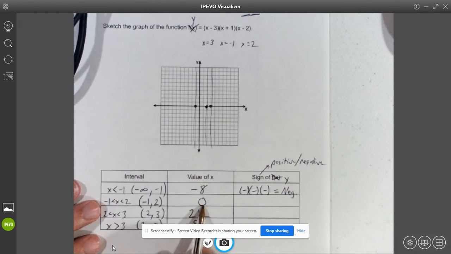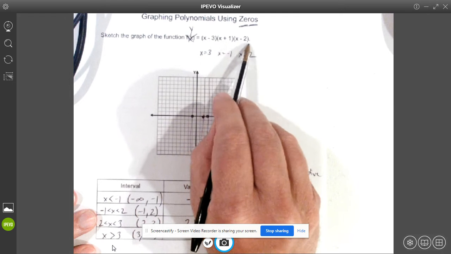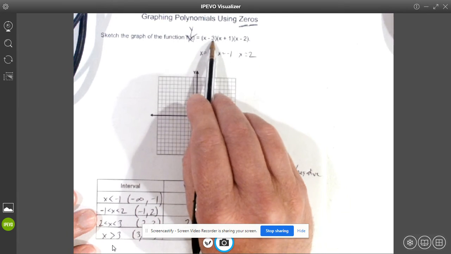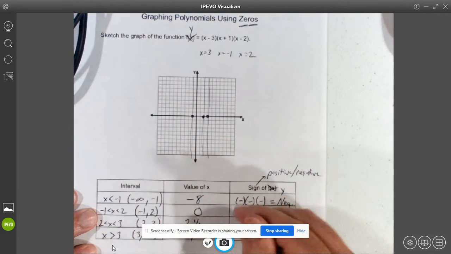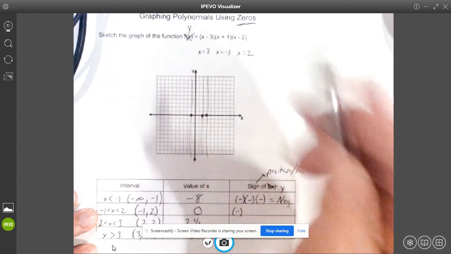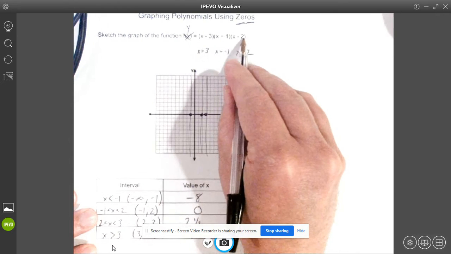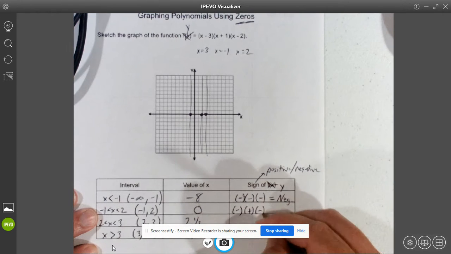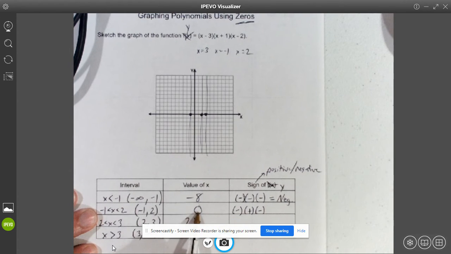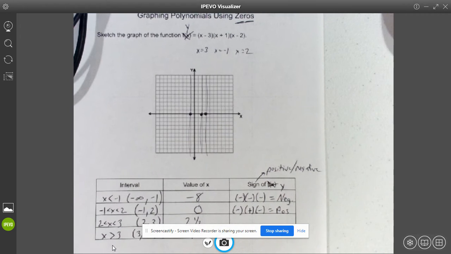Now what if x is 0? What if I replace x with 0 in each of these situations? Well, 0 minus 3 is -3, so that's a negative. 0 plus 1 is a positive value. And 0 minus 2 is a negative value. So when x is 0, I'm doing a negative times a positive times a negative. When I do that, I get a positive value for y.